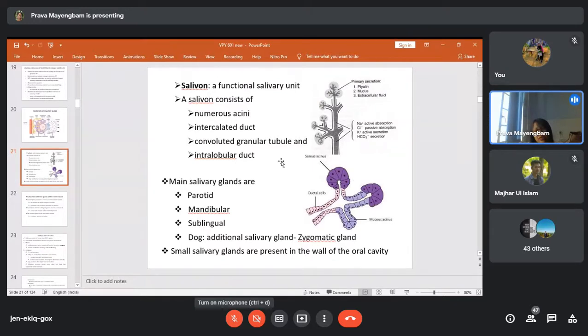Okay, the salivary glands are mainly of three types: parotid gland, mandibular, and sublingual, while in the case of the dog, an additional salivary gland called the zygomatic gland is also present.